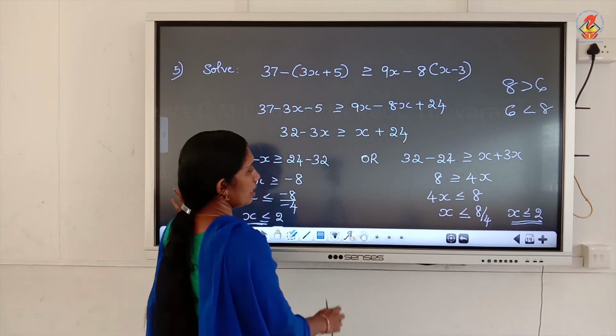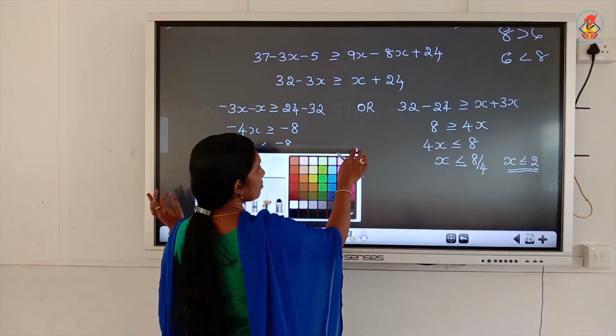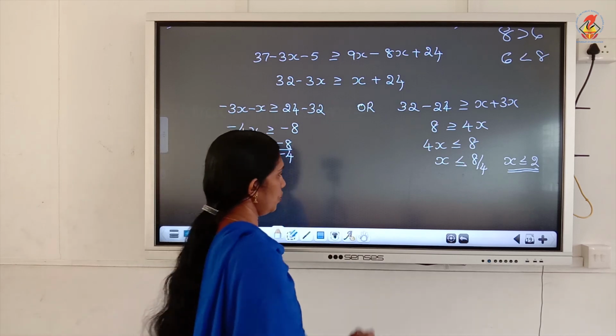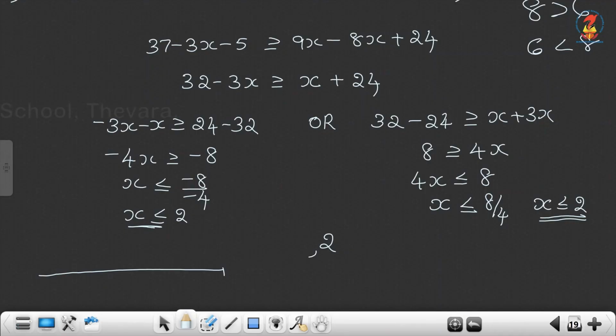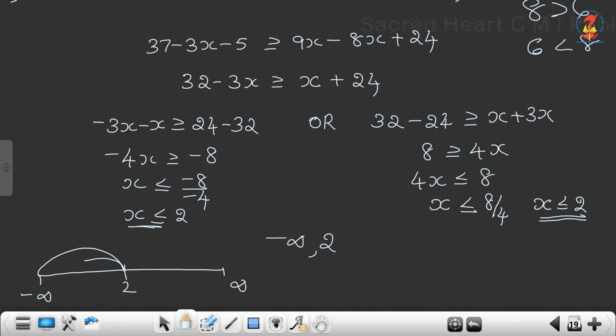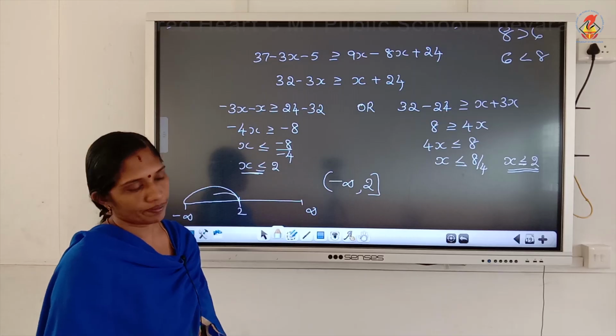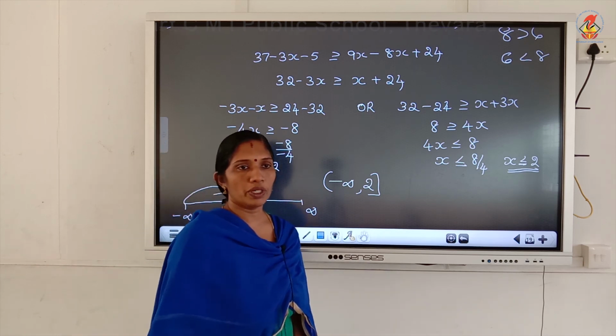So what is the solution? You have to write it as an interval. x is less than or equal to 2. Less than means the left side. Always keep the number line in your mind: right side is plus infinity, left side is minus infinity. So 2 and less than that means this part you have to write. So minus infinity to 2. And here there is an equal sign, so closed one. Infinity is always open. Okay. I hope you understood this.